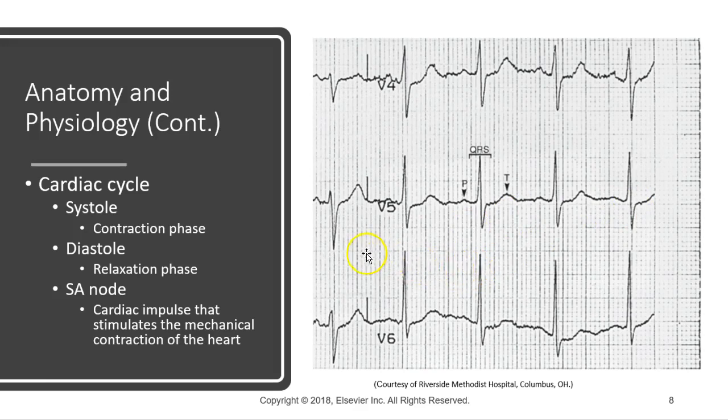So systole is the contracting phase, diastole is the relaxation phase, and the SA node controls and stimulates the heart for the mechanical contraction. So if we look, we have the P, Q, R, S, and T. So this is firing of the heart to contract. It contracts here, and then it goes into a resting phase.